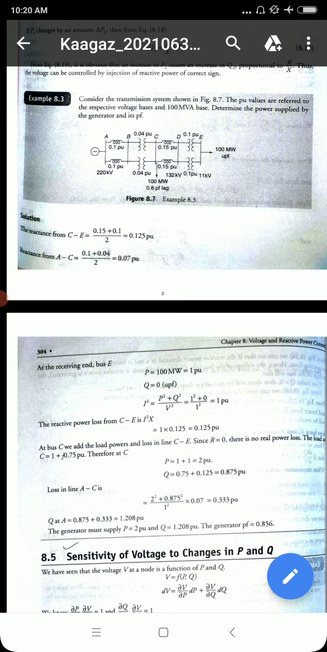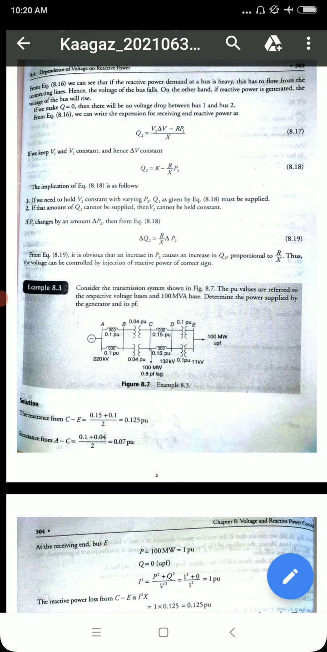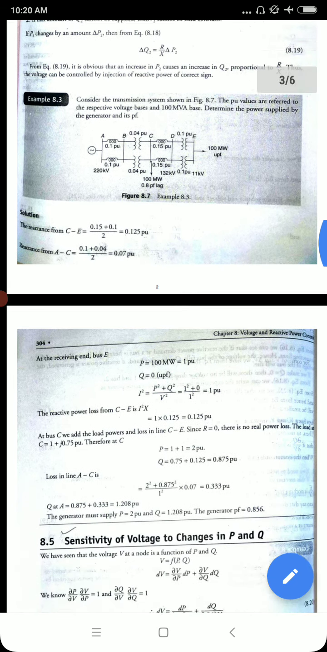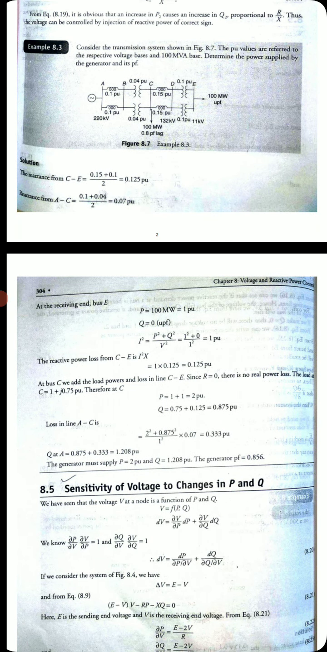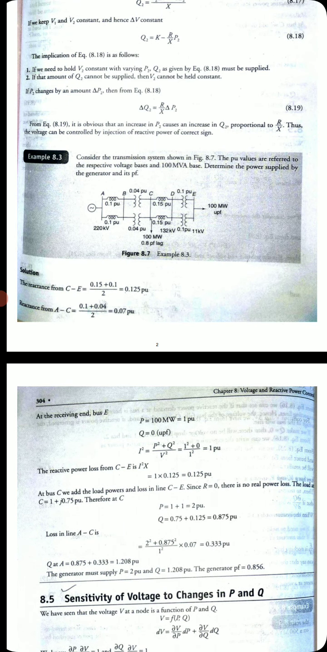The generator must supply real power of 2 per unit and reactive power of 1.208 per unit. The generator power factor is 0.856. So this is regarding your interconnected system. In the next class, we will see the sensitivity of the voltage changes in P and Q. So for the time being, try to understand this concept. If you find any difficulties, you can ask. Thank you.